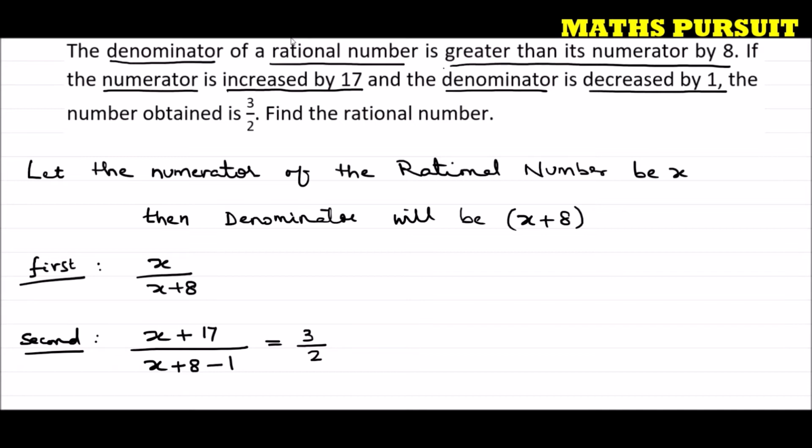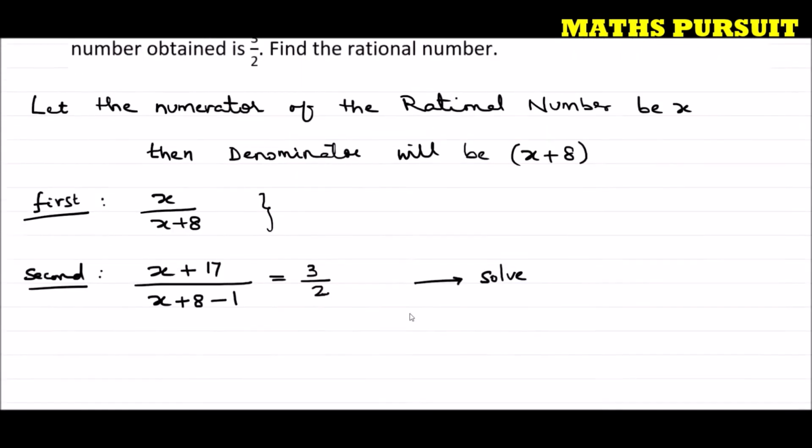Hope guys this part is very clear. How? Because we originally considered x upon x plus 8 to be the rational number. The second part of the question is telling us if the numerator is increased by 17, so we have increased the numerator by 17, and the denominator is decreased by 1, so we have decreased the denominator by 1, and the number obtained is 3 by 2. So this is the equation we got. Now let us solve this equation, so that we can find out the value for x, and once we get the value of x, then easily we can find out the rational number.